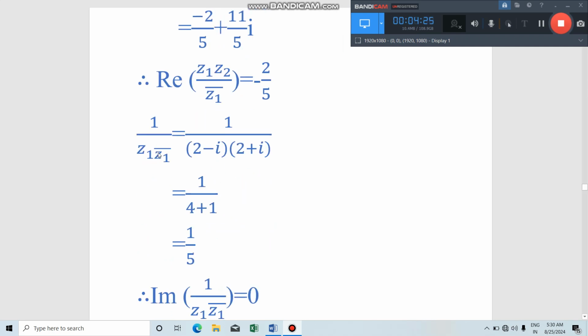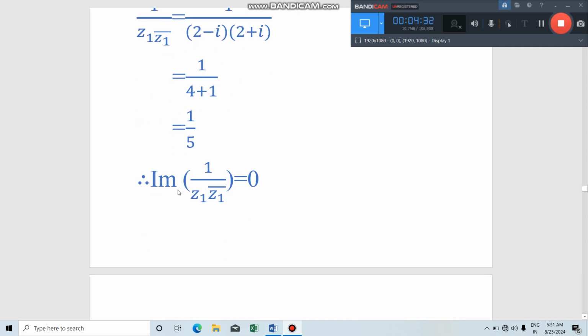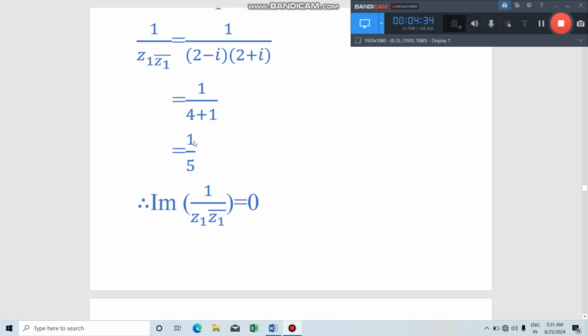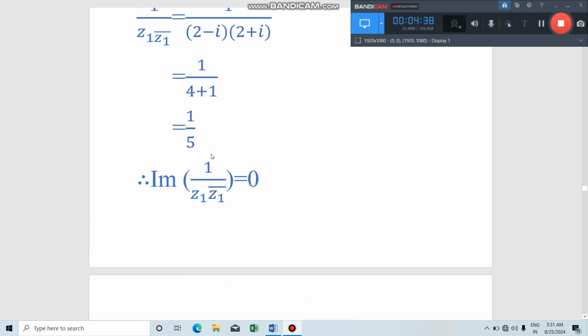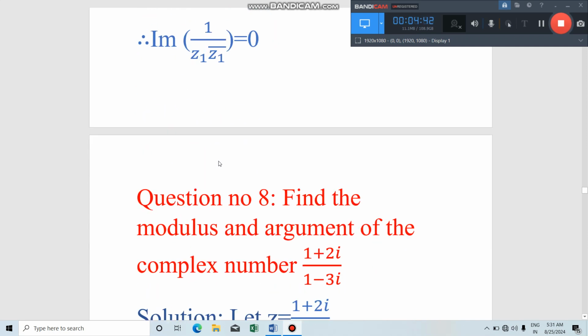Now 1 by (z1 into z1 bar) equal to 1 by (2 minus i) into (2 plus i). So it will become 1 by (4 plus 1) equal to 1 by 5. Therefore imaginary part of 1 by (z1 into z1 bar) will become 0 because there is no imaginary part. So the imaginary part is 0.